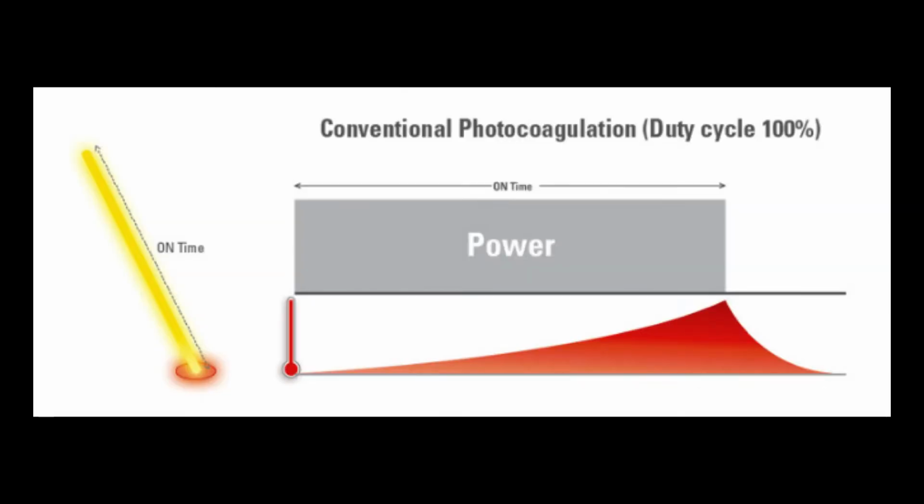So I mentioned previously that conventional photocoagulation was equivalent to continuous wave photocoagulation. So every time that we turn on our laser machines and select a power and a duration of the power shot, once we press the pedal, the tissue is heated to the desired laser power selection for the entire duration of the pulse.